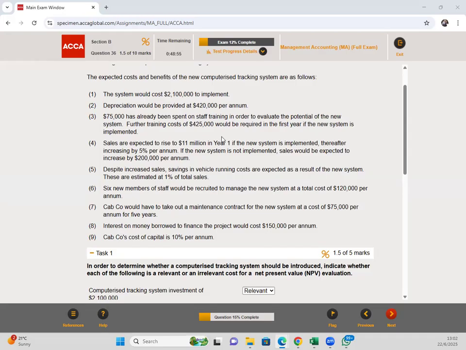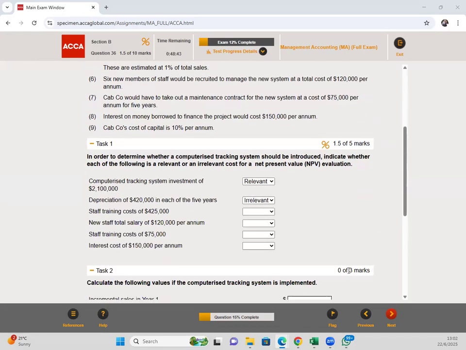Relevant. It's relevant because so far they've spent 75 and they are further going to spend 425. So the 425 is a future cost. So it becomes relevant because it's a future cost.